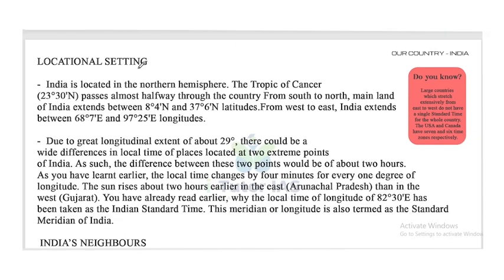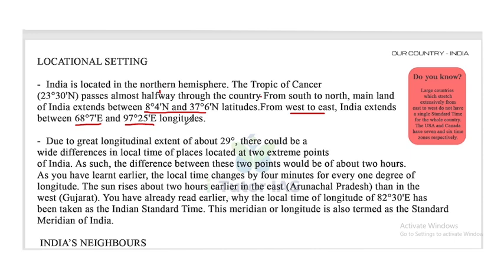Now, locational setting. India is located in the northern hemisphere. The Tropic of Cancer, that is 23.5 degrees north, passes almost halfway through the country. From south to north, the mainland of India extends between 8 degrees 4 minutes north and 37 degrees 6 minutes north latitude. And from west to east, India extends between 68 degrees 7 minutes east and 97 degrees 25 minutes east longitude.